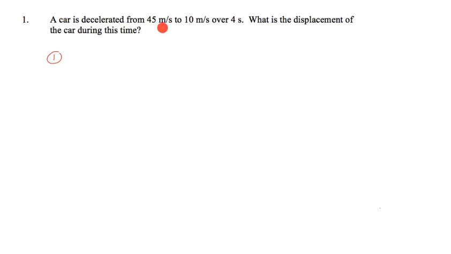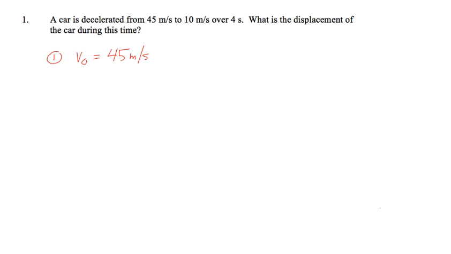Now, one thing that you should see when you're doing this is if something has units, it's probably a fact. And notice this is in meters per second, that's in meters per second, and that's in seconds. So there's only one option for the number that's in seconds, and we've got velocity that's measured in meters per second. So if I'm listing my facts, I'm going to begin with a car is decelerated from 45 meters per second to 10 meters per second. So my original velocity is going to be 45 meters per second.